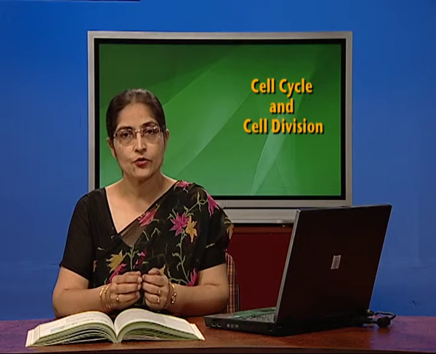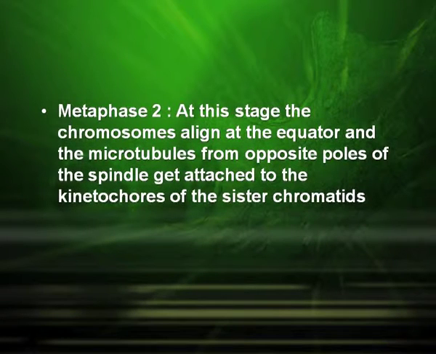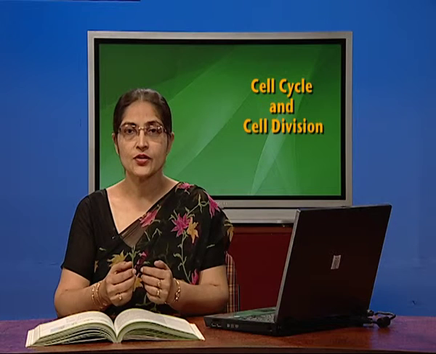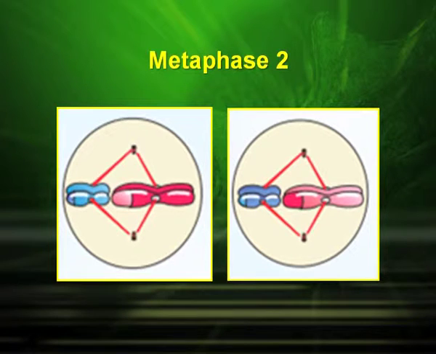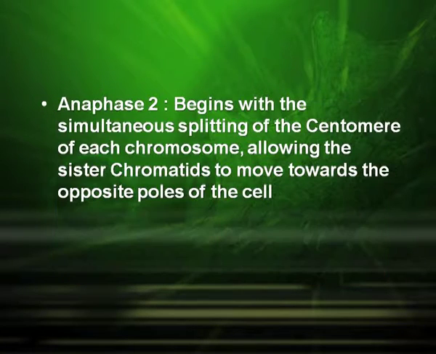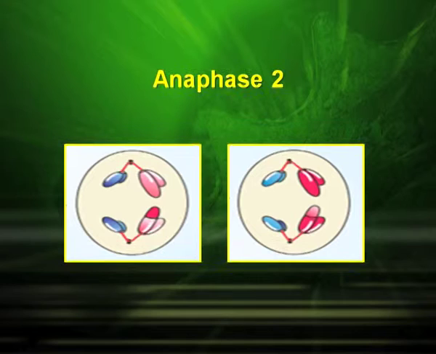Metaphase 2 following prophase 2 is the stage when the chromosomes align at the equator and the microtubules from opposite poles of the spindle get attached to the kinetochores of the sister chromatids. Metaphase 2 in the two cells can be diagrammatically depicted as shown in this picture. Anaphase 2 begins with the simultaneous splitting of the centromere of each chromosome, allowing the sister chromatids to move towards the opposite poles of the cells. Anaphase 2 can be diagrammatically depicted as seen in this picture.